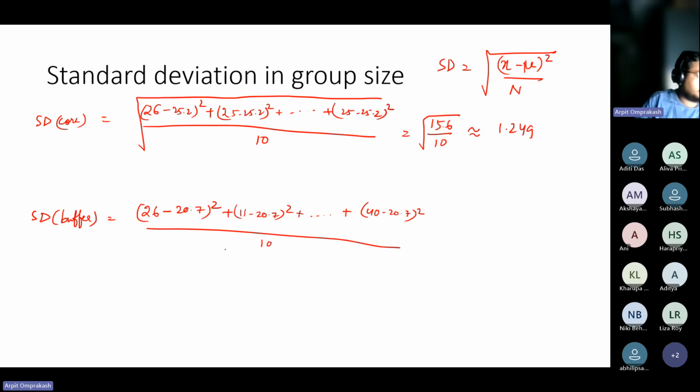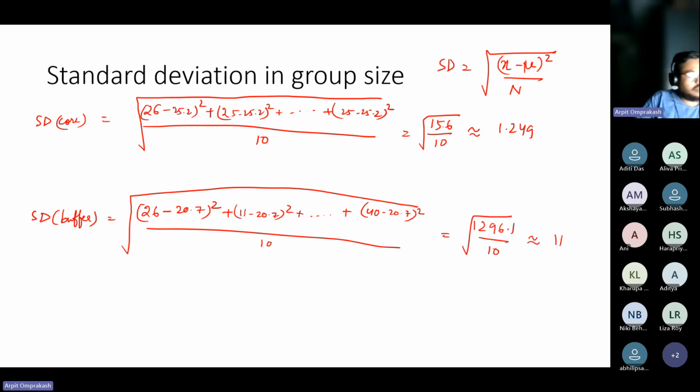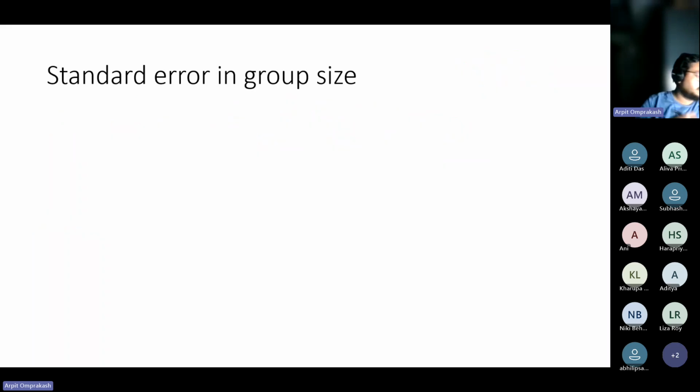Then we divide it by 10, which is the total number of samples, and we take the root of it. So in this case, it turns out to be somewhere around 11.385. So first we'll do all the calculations, then we'll think about what is happening.